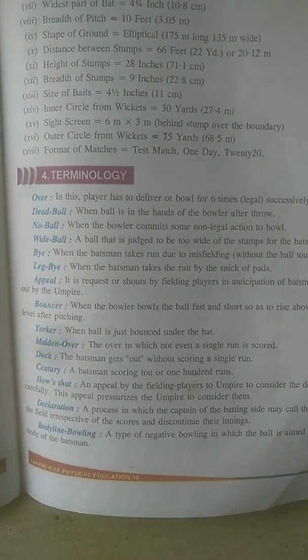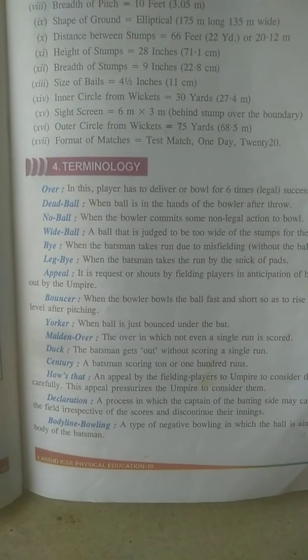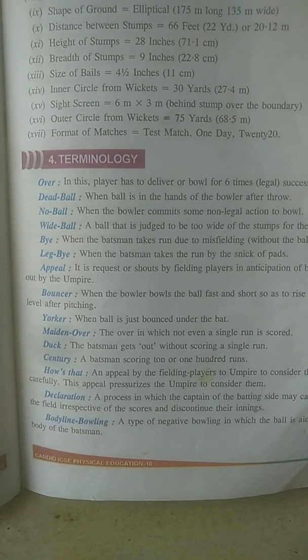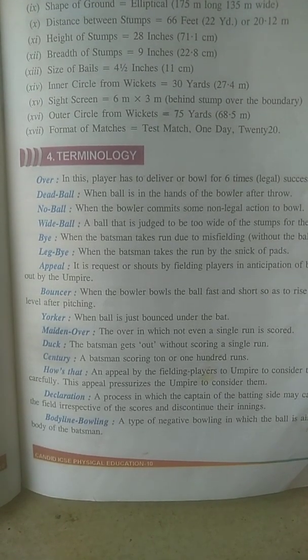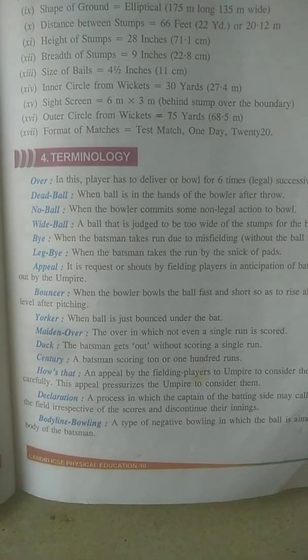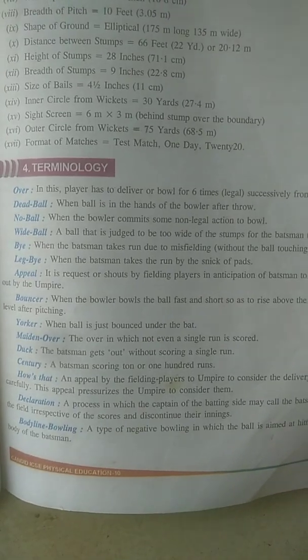Terminologies: over, dead ball, no ball, wide ball, by, leg by, appeal, bouncer, yorker, maiden over, duck, century, how's that, declaration, body line bowling. All the terminologies you have to go through in your book.